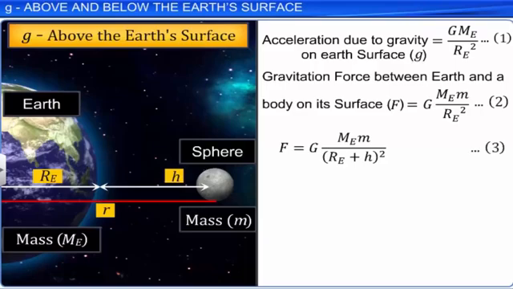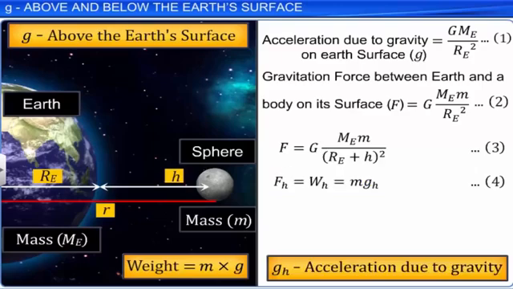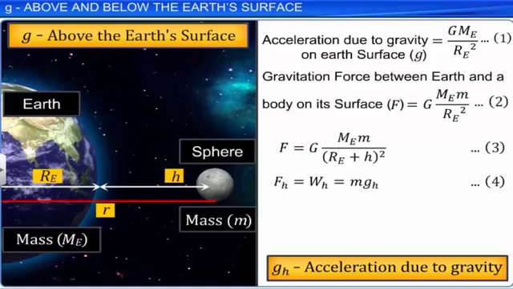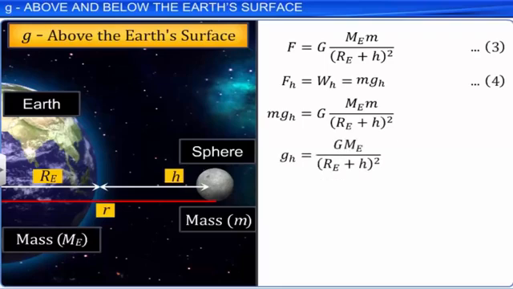Since the weight of the body is determined by the product of its mass and acceleration due to gravity at a given height, the weight of the body at a given height is expressed as in equation 4. Fh equal to Wh, which is equal to m into Gh. In this equation, Gh is acceleration due to gravity at a given height from the surface of the Earth. We can obtain acceleration due to gravity at a given height by equating 3 and 4. Let this expression be equation 5. Comparing equations 1 and 5, we get the ratio of acceleration due to gravity at a given height to that on the surface of the Earth.